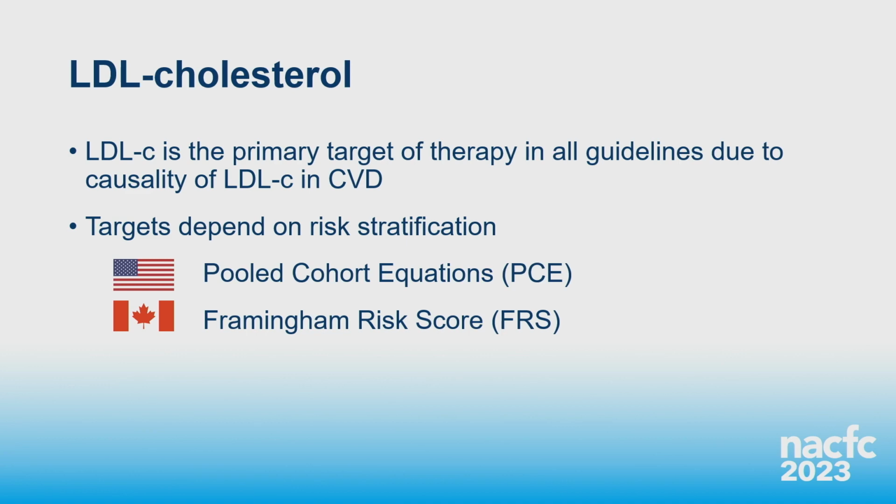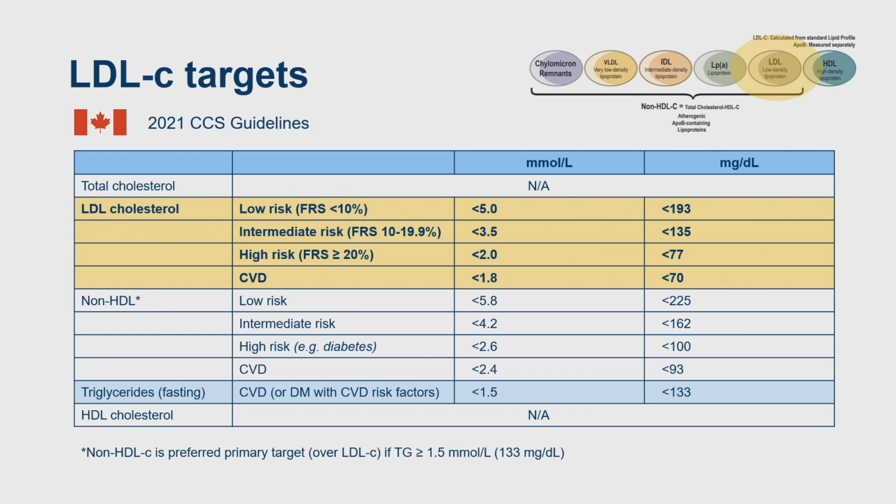When we talk about targets for LDL, it really depends on the person's risk for cardiovascular disease. In the US, they use pooled cohort equations in order to determine risk for cardiovascular disease. And in Canada, they use the Framingham risk score. So first I'll highlight the Canadian guidelines.